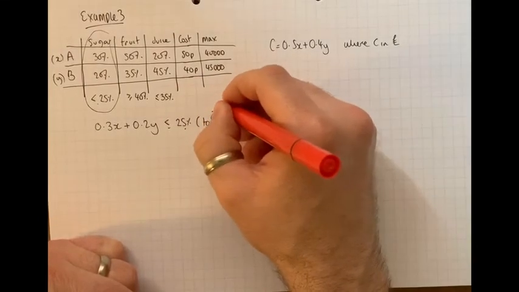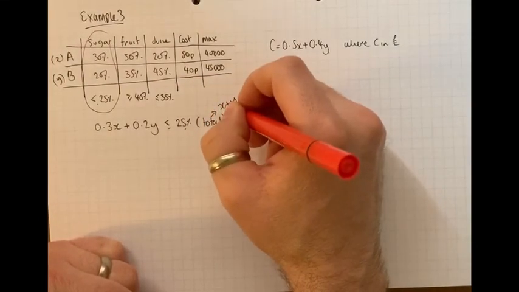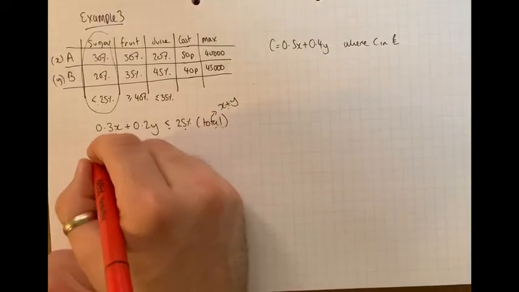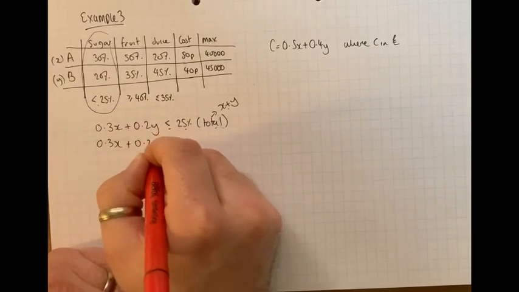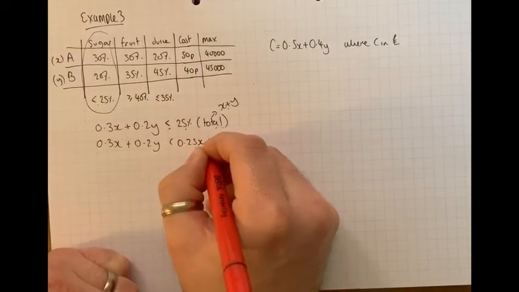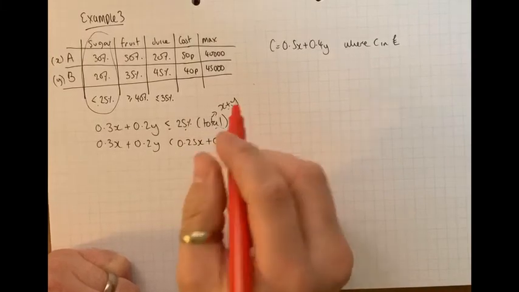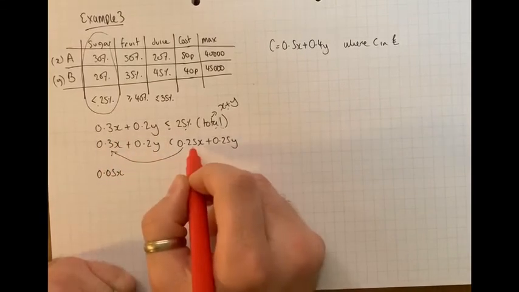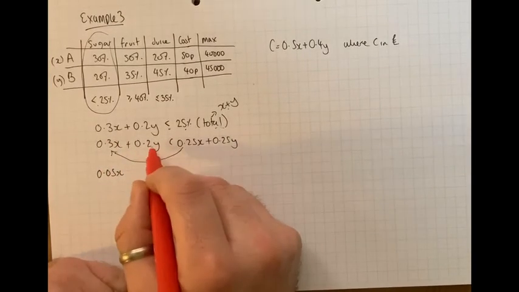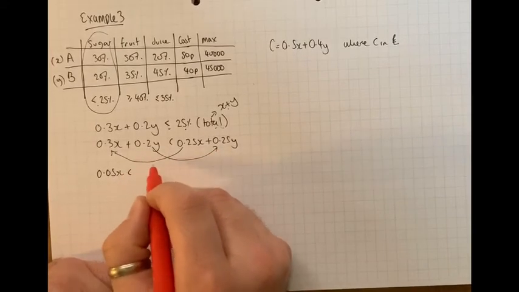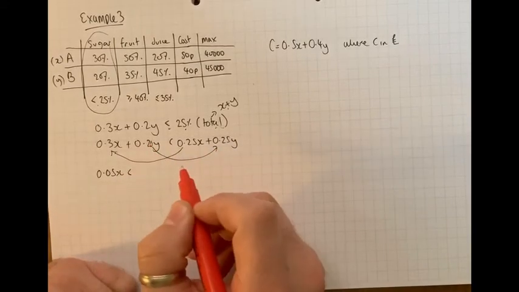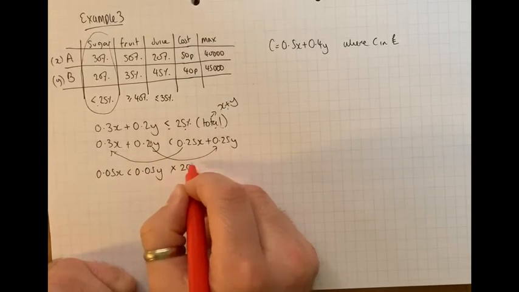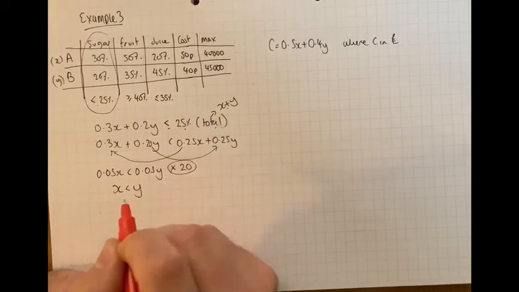Well, what is the total? The total is simply x plus y. How much of syrup A you use, how much of syrup B you use. So 25% of that would be 0.25x plus 0.25y. Bringing that across, that would be 0.05x, if you think of that as 0.30 take away 0.25 is 0.05. Bringing that across, 0.25 take away 0.20, 0.05. If you then times that by 20, you get x is less than y.